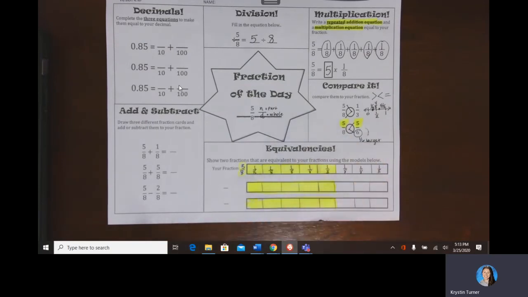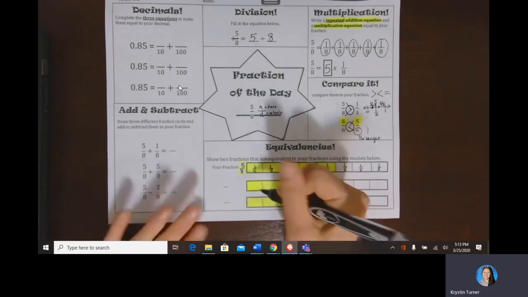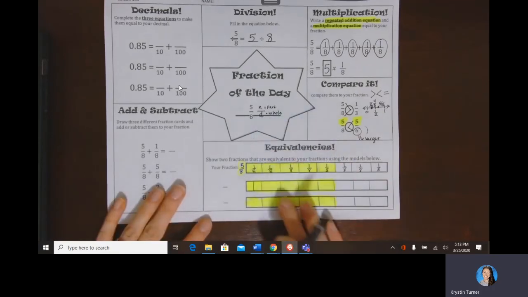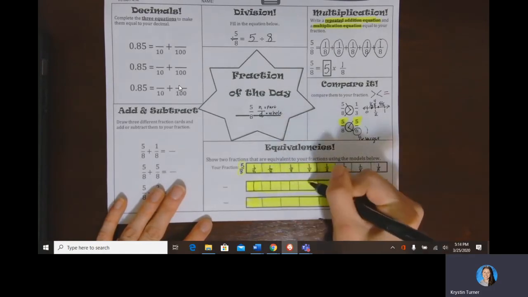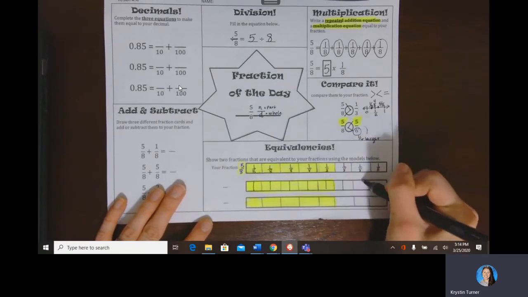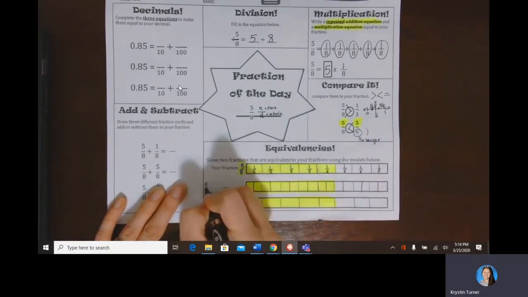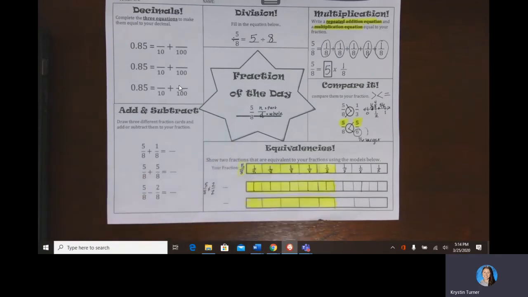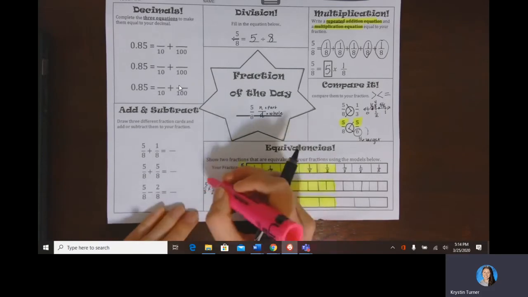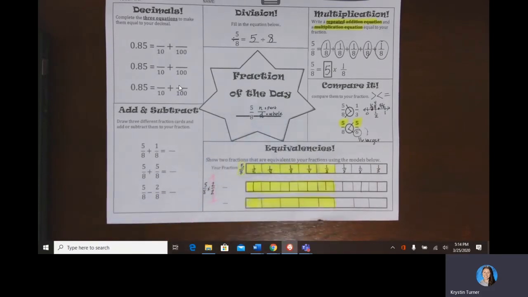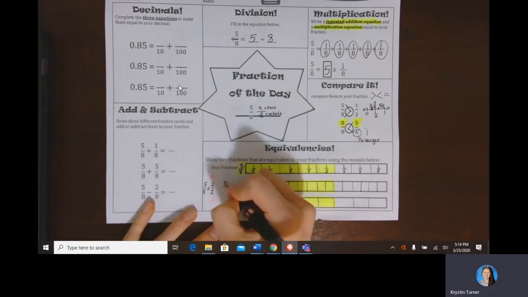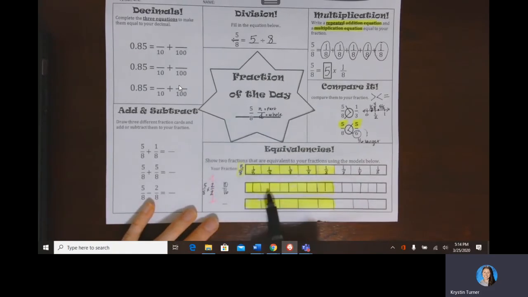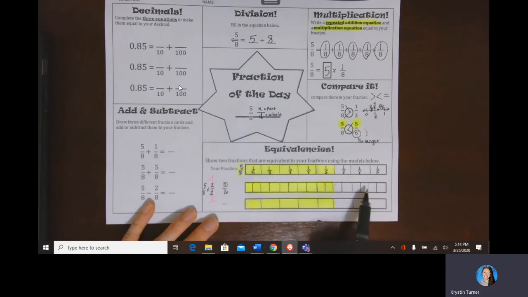So I need to make sure that they're equal size pieces, which means that if I multiply this first piece into 2, then it's not the same size as the rest of them. So I need to multiply all of them into 2. And so what I've done is I've taken 5/8 and I've multiplied it by the 2 over 2, or the whole number 1. Anything times 1 is just itself. And I end up with 10/16. So I have 1, 2, 3, 4, 5, 6, 7, 8, 9, 10 shaded out of 11, 12, 13, 14, 15, 16.